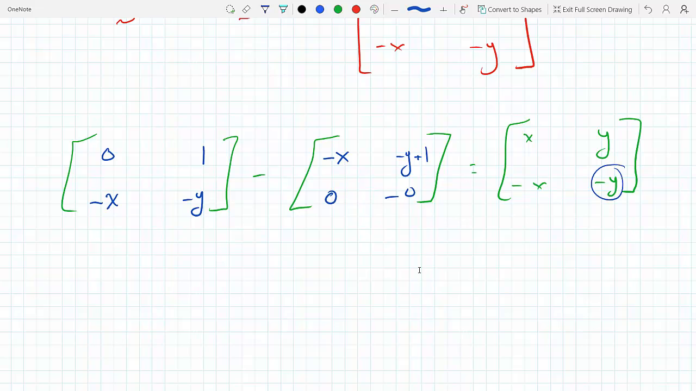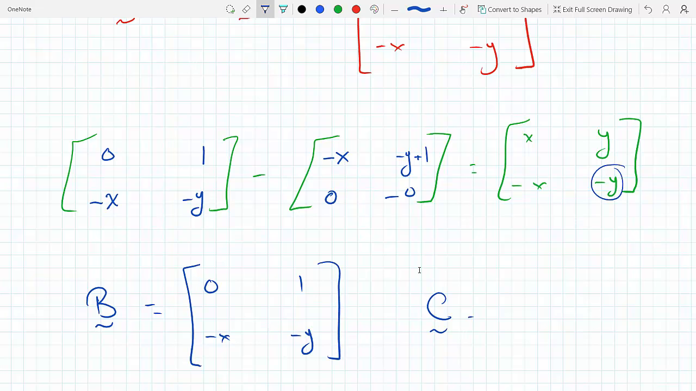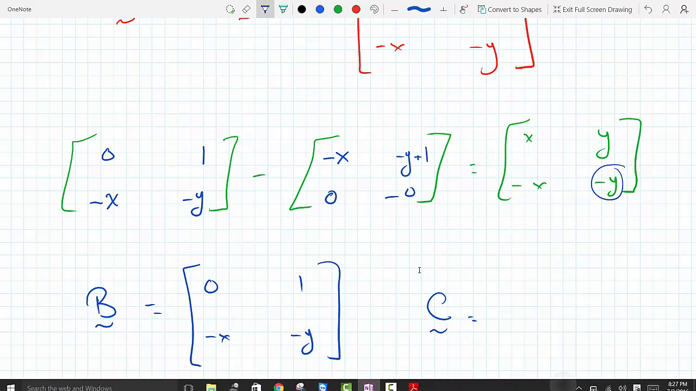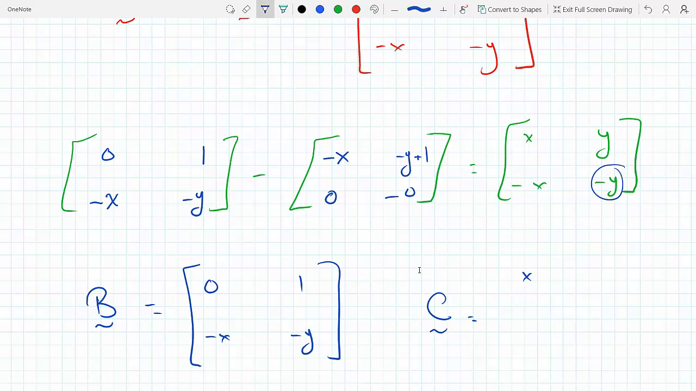So one of the ways is, matrix B can be the first one, 0 1 minus X minus Y, where those could be anything, and C will be the second one, will be minus X minus Y plus 1, and 0 and 0 0.